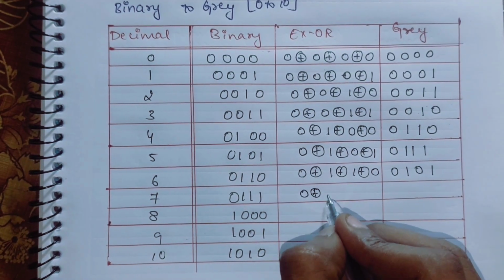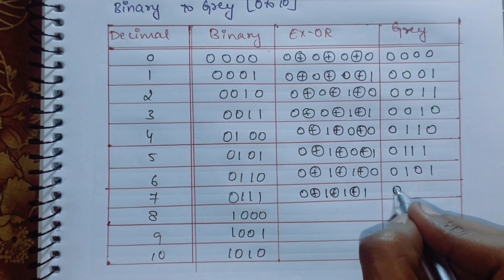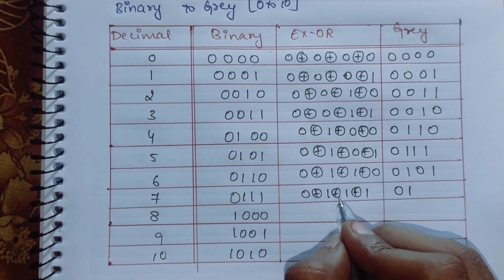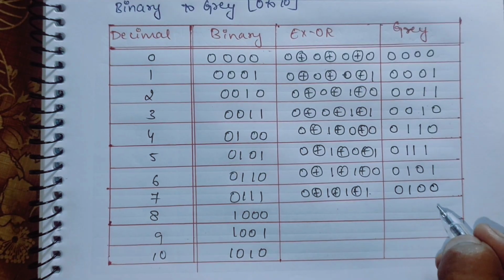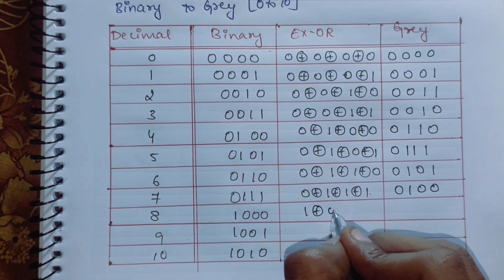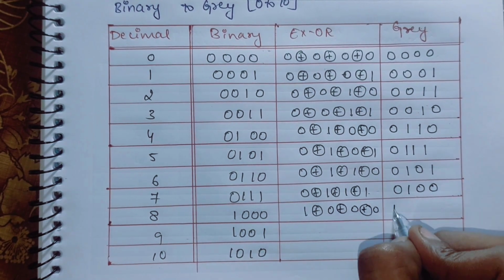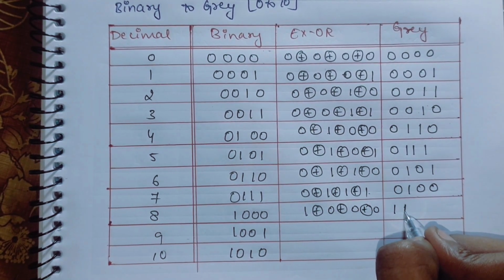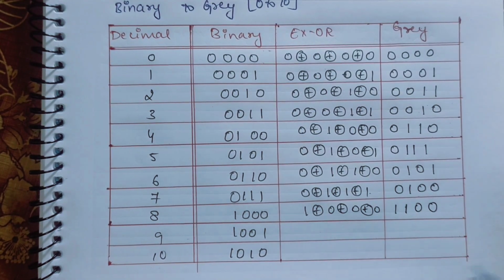0 XOR 1 XOR 1 XOR 1. 0. 0 XOR with 1 is 1. 1 XOR with 1 is 0. 1 XOR with 1 is 0. For 8, 1 XOR 0 XOR 0 XOR 0. 1 XOR with 0 will be 1. 0 XOR 0, 0. 0 XOR with 0, it is 0.